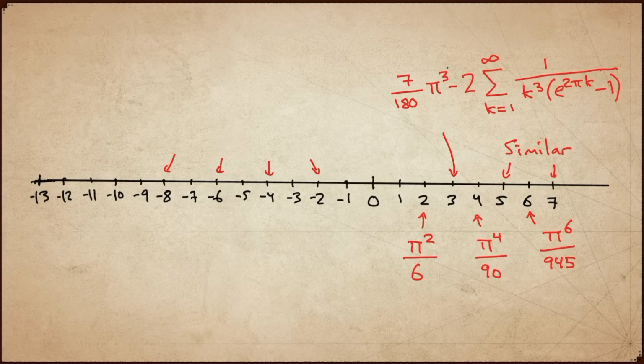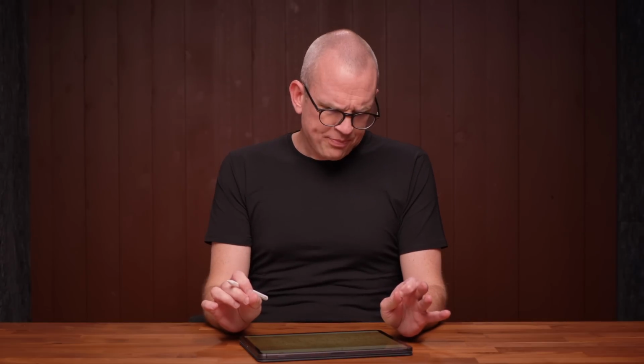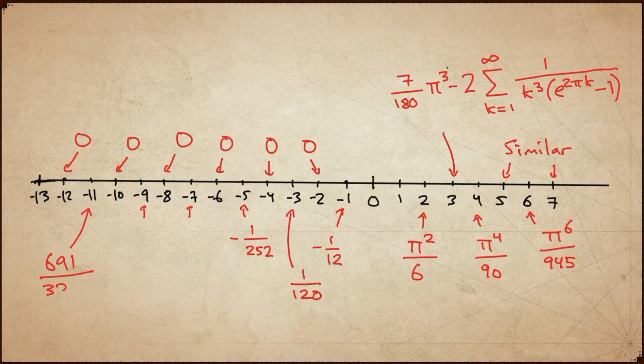At negative even integers, we have seen before that the values are 0. For these odd integers, we get certain rational numbers. Minus 1 over 12, 1 over 120, minus 1 over 252, and so on. These are a bit mysterious. At minus 11, you have this number, and then it's minus 1 over 12 again.